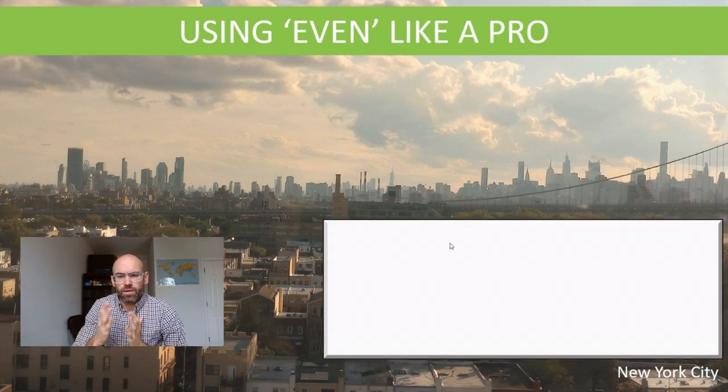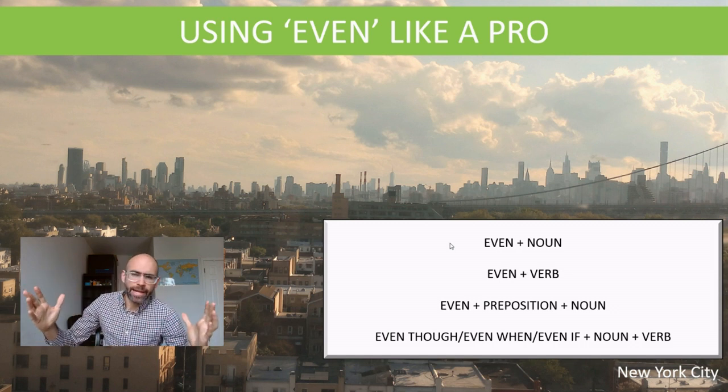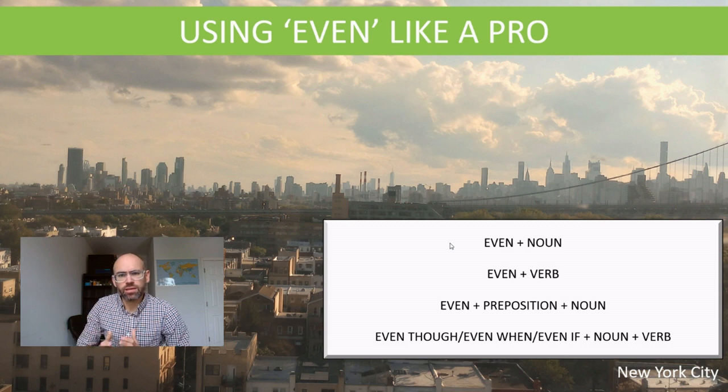So I've got this new whiteboard that we're going to be looking at some sentences on today. And the first thing that I want to show you guys is these four grammatical constructions that we can use even with. So we can use even with a noun, like even the trees, even the sky, even you, even me. We can use even with a verb. We can use even with a preposition and then a noun. So even for him, even in Alaska.